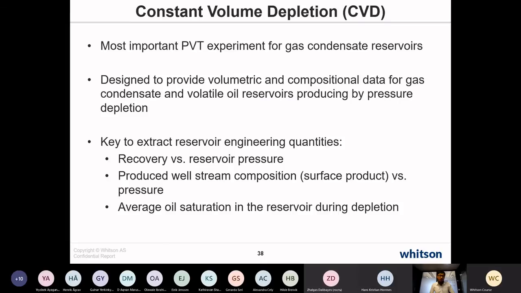And actually for gas condensate reservoirs, we can use the CVD experiment to calculate the recovery of the surface gas and surface oil versus reservoir pressure. It also gives you the produced well stream compositions versus pressure. And you also get the liquid saturation in the reservoir during depletion from the CVD experiment.